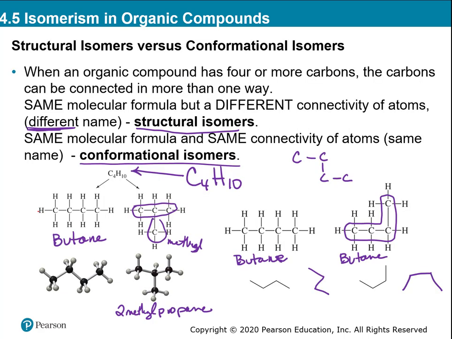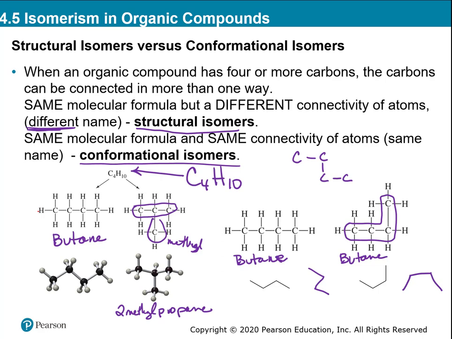So the first ones we talked about were structural versus conformational isomers. So remember that structural isomers are put together differently. So that was this first example. Butane, 4 carbons in a row, versus 2-methylpropane, which is 3 carbons in a row and a methyl group hanging off of the middle carbon.